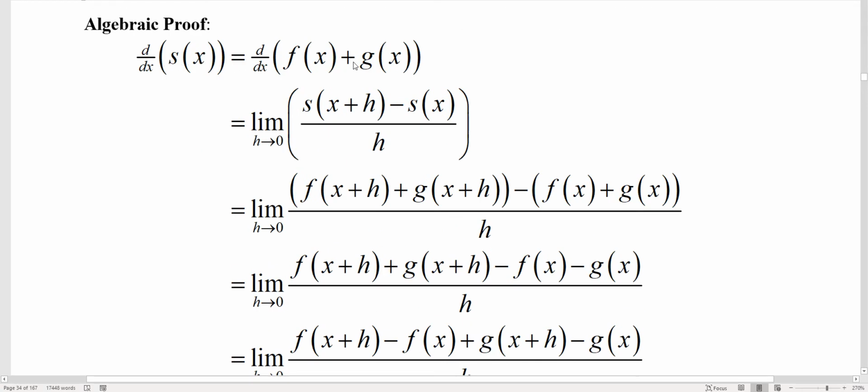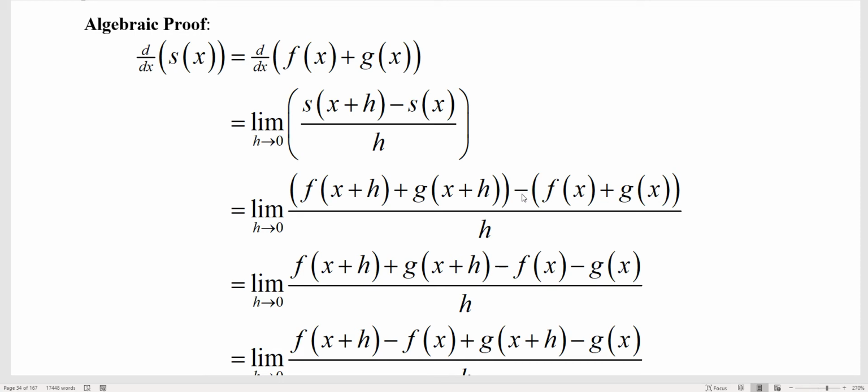The derivative of the sum is the limit as h goes to 0 of the sum of x plus h minus the sum of x, over h. Well, that sum function of x is just f of x plus g of x. And when you evaluate that at x plus h, you evaluate f at x plus h and g at x plus h and add them together.